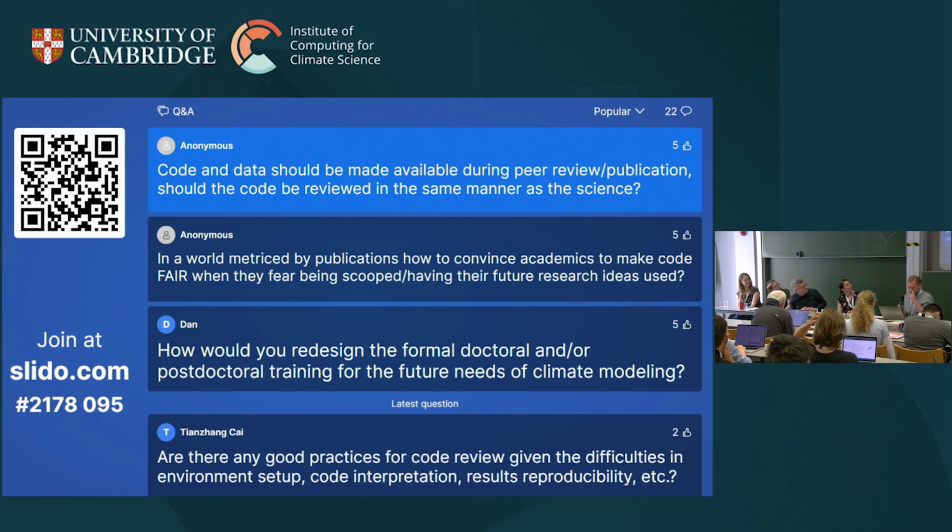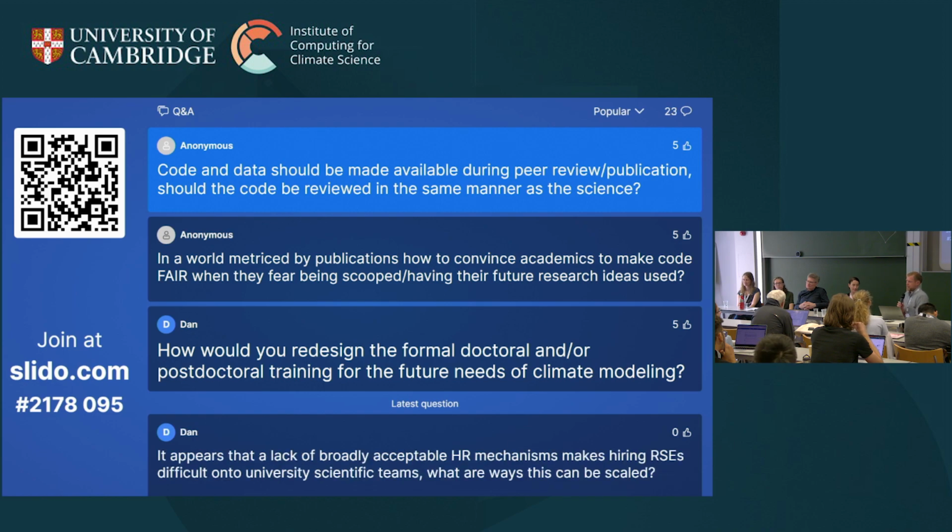So next we have, in a world metricized by publications. Oh yeah, we get publications again. How to convince academics to make code FAIR when they fear being scooped or having their future research ideas used. So this is asking about, let me try and unpick that a bit and get it straight in my head. This is an anonymous one, so I can't go back. But Jack, oh okay, so it's not so anonymous.